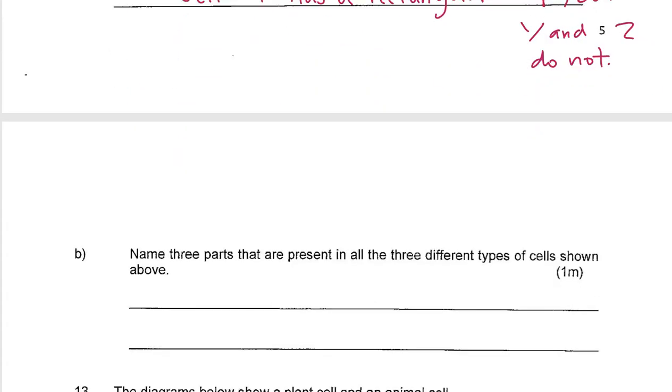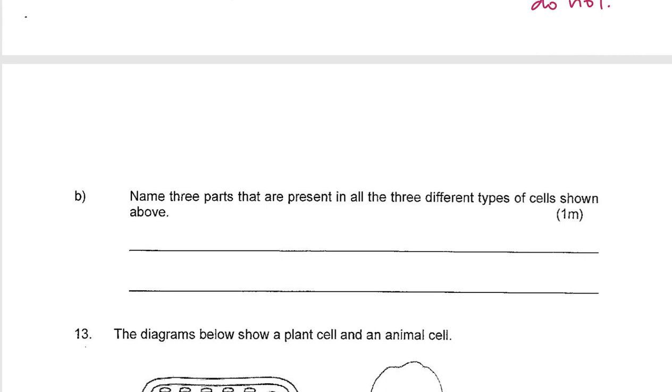Let's go on to question part B. Name 3 parts. This is quite obvious, plural again. They are present in all 3 different types of cell. Now, all of you have gotten this right, which I'm pleased. That means you know and you remember all your parts of a cell.